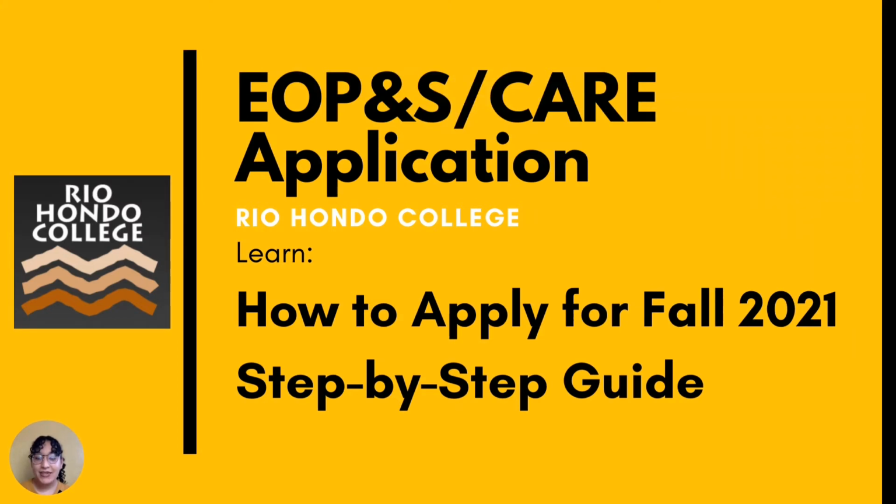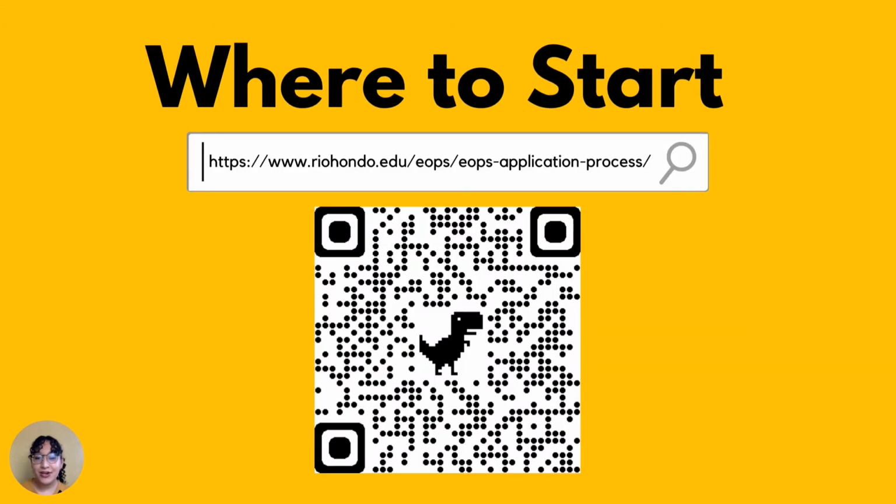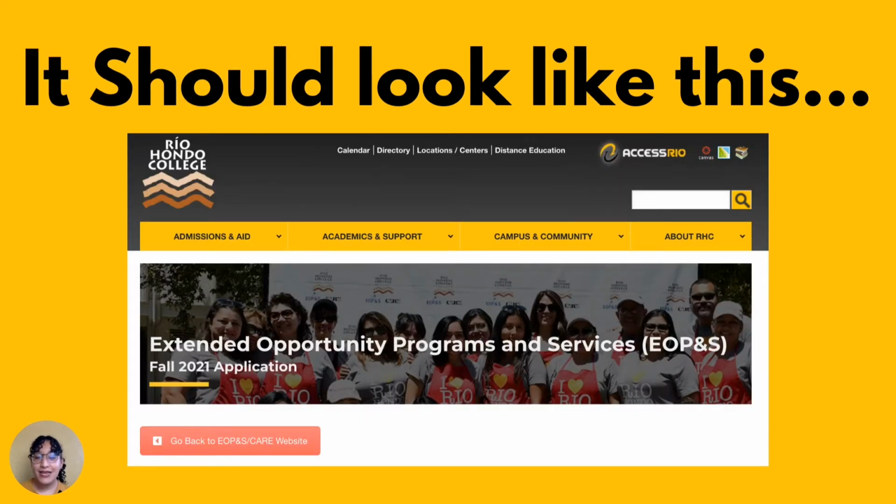EOP&S and CARE application. Learn how to apply for Fall 2021 with this step-by-step guide. Where to start? Enter the URL into your search engine or scan the QR code. It should look like this. Our application is completely online.